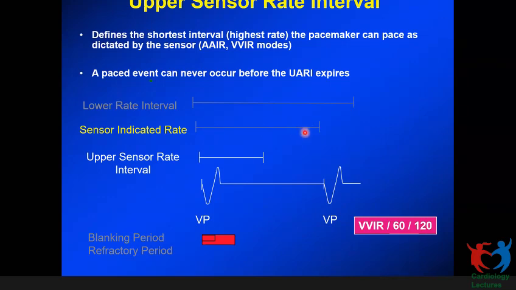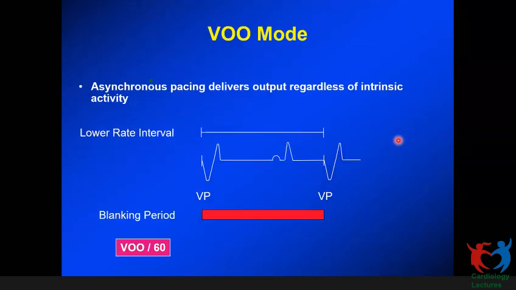And that can be called a sensor indicated rate, which, as I said one more time, you can think of as a lower rate provided by the pacemaker at that instant for that patient. So that's the upper sensor rate and the sensor indicated rate programming.